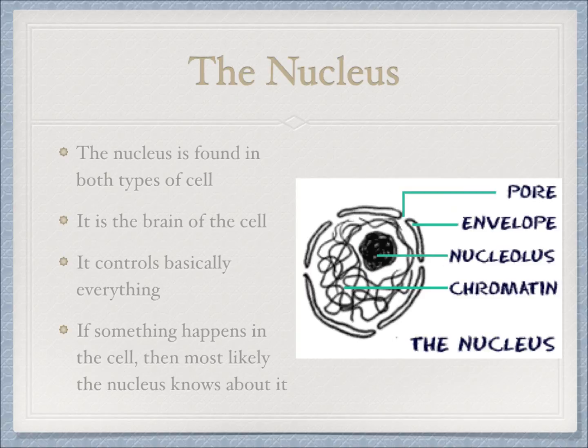The nucleus. The nucleus is found in both types of cell. It's the brain of the cell, and basically it controls everything. If something happens in the cell, then most likely the nucleus already knows about it. The nucleus also contains the nucleolus and chromatin.